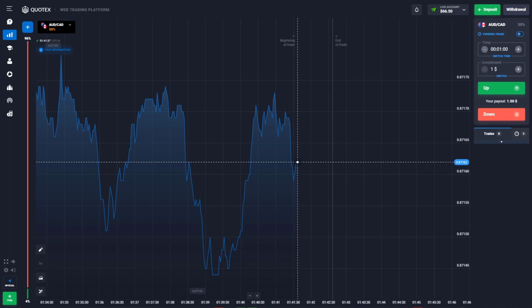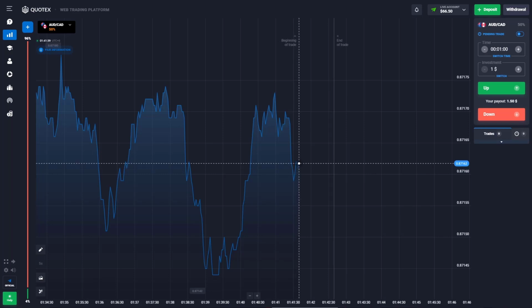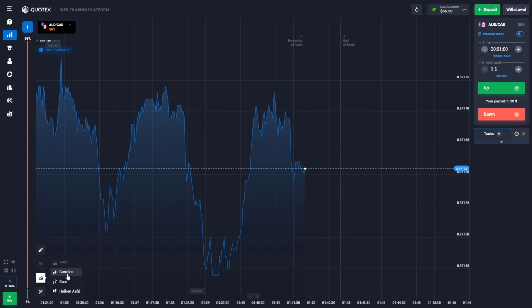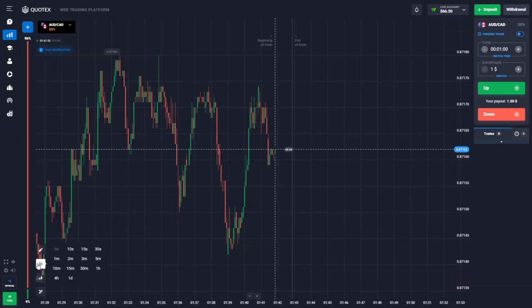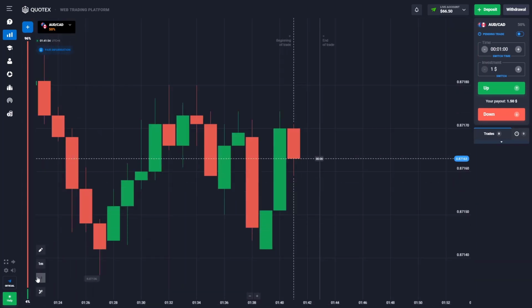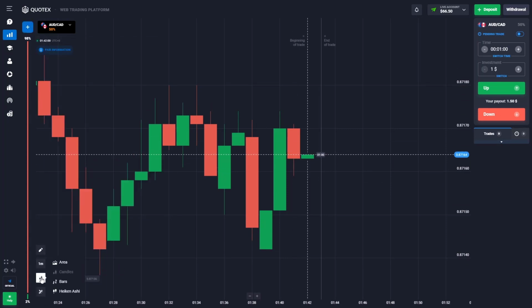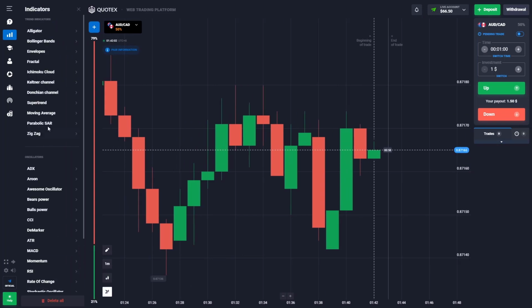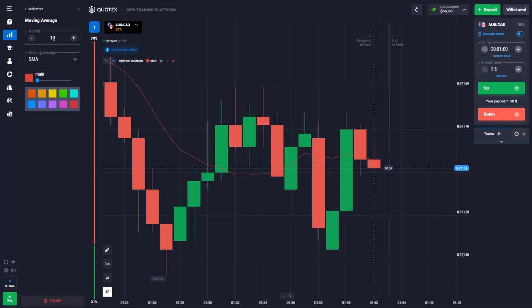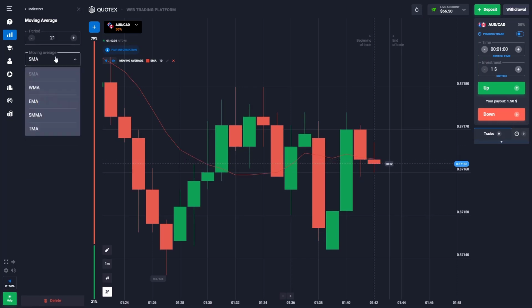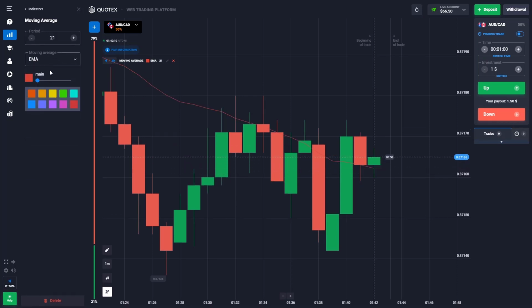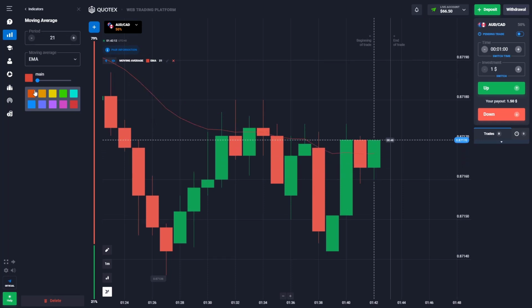Okay, the first thing that we need to do is to make sure that our chart type is in a candlestick and the time frame is 1 minute. And for the indicator, we need 3 custom moving average and RSI. So let's make the first moving average. Open your indicators tab, click moving average, and change the period to 21. Change the SMA to EMA, make it color red and 2 pixels.